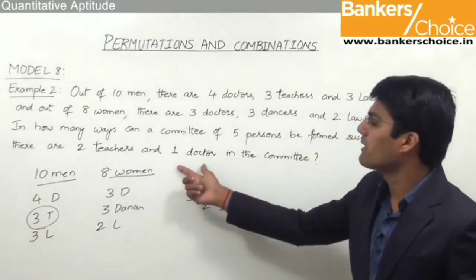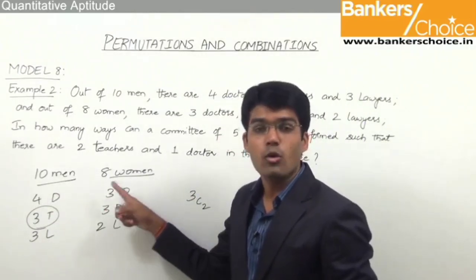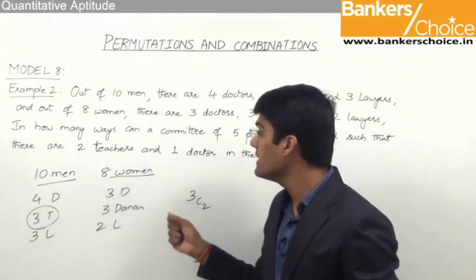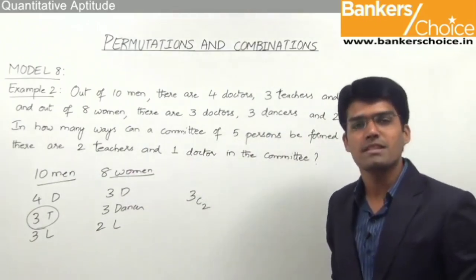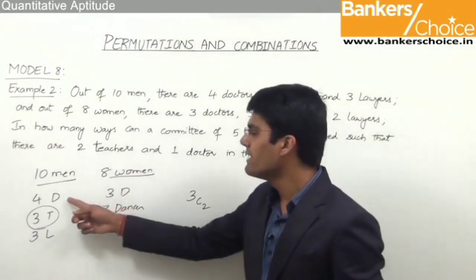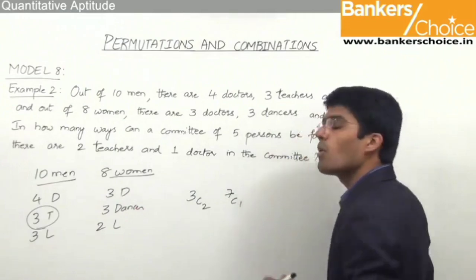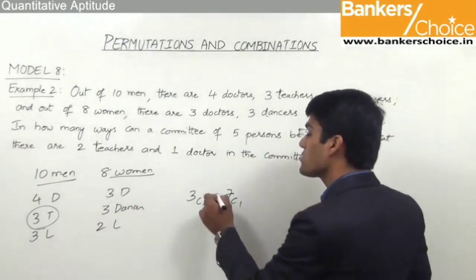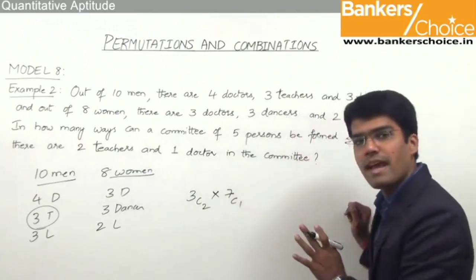Then we need 1 doctor. There are total 7 doctors, 4 male doctors and 3 female doctors. Out of 4 plus 3, 7 doctors, we need to select 1 of them. Remember again, here nothing about the gender has been specified. So it can be either a male doctor or a female doctor. That is the reason we consider total 7 doctors. Out of 7, we need to take 1. That can be done in 7C1 ways. So altogether so far we have got 2 persons as teachers and 1 person as doctor.